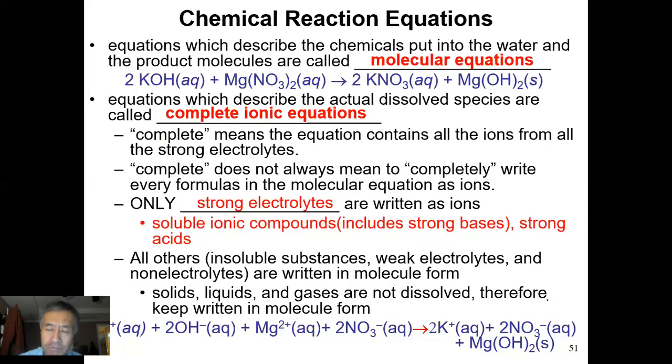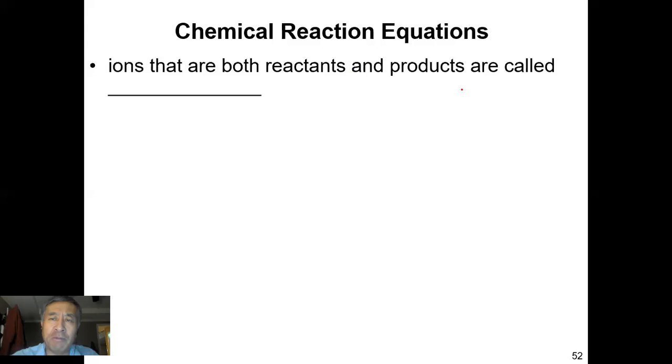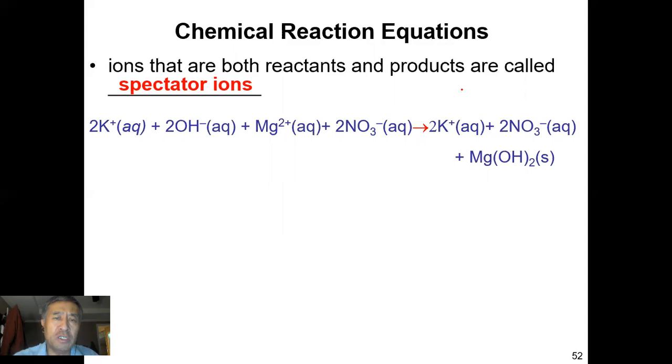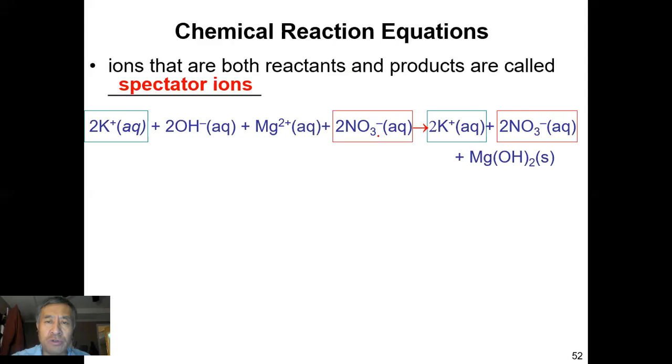Ions that appear as both reactant and product are called spectator ions. In the example in the previous slide, we have the complete ionic equation. You can identify some of those ions in the reactants and also in the products. For example, the 2K+ and 2K+, on the left side of the arrow and also on the right side of the arrow. The other pair is 2NO3- aqueous. So these two ions are the spectator ions.